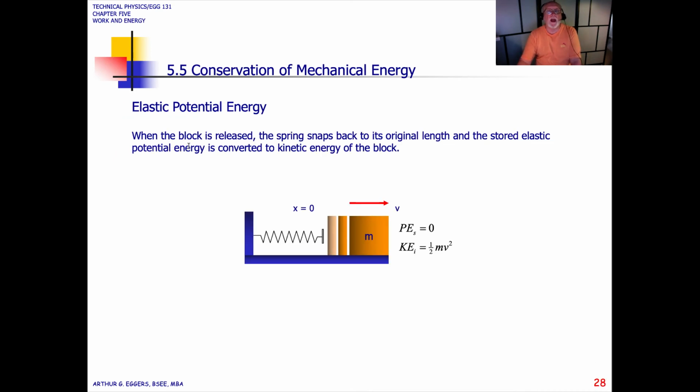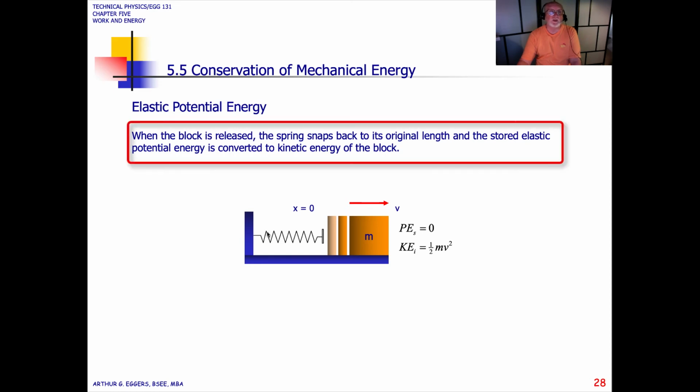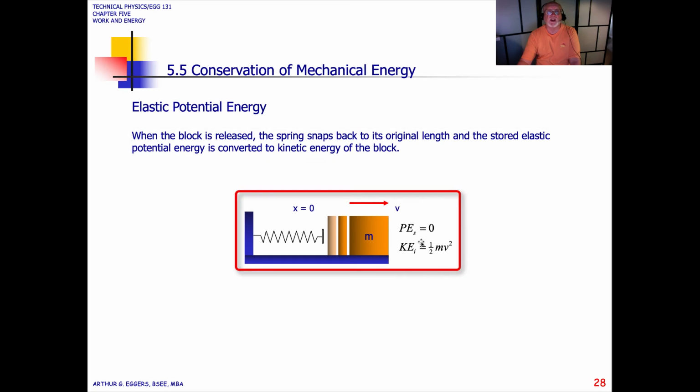So when the block is released, the spring snaps back to its original length. It wants to go to complete uncompressed condition. And the stored elastic potential energy is converted to kinetic energy of the block. So you can see here by our relationships, the potential energy at the end is 0. The kinetic energy, because the block is moving, is our 1/2 mv squared.